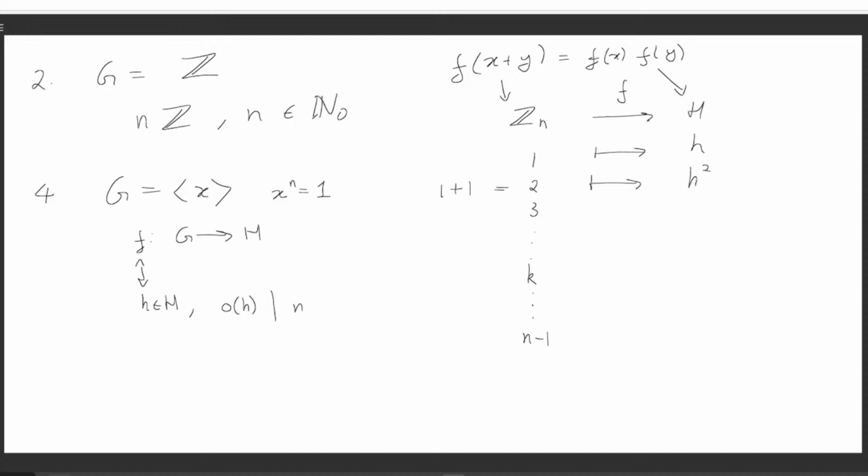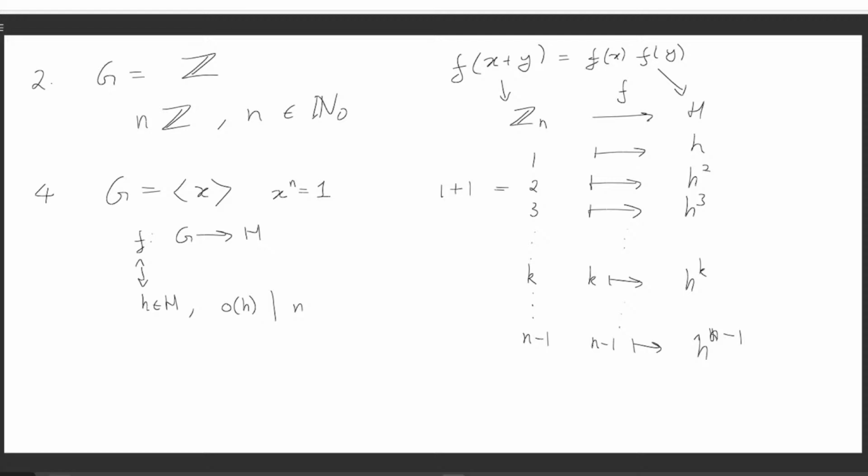Right. Similarly, 3 has to map to h cube, and so on. k has to map to h power k, n minus 1 has to map to h power n minus 1. So when defining the homomorphism f, you only have the freedom to define what f of 1 is. Once that is determined, everything else is determined.